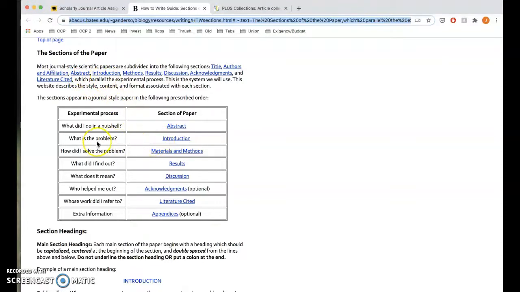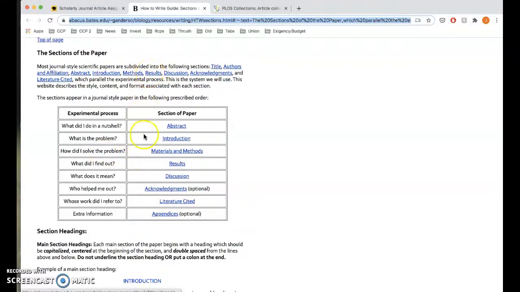Okay. The next step after that is going to be an introduction. The introduction is going to introduce the problem. It's going to say, this is the thing I wanted to do research on. Okay. After that, there's going to be a methods or a methods and materials section. So how did I conduct my experiment, right? How did I solve the problem? If I solved it, I may not have solved it, right?